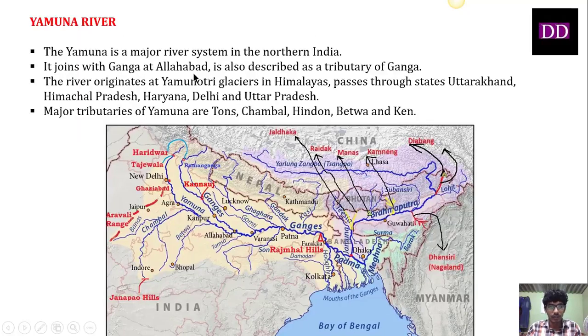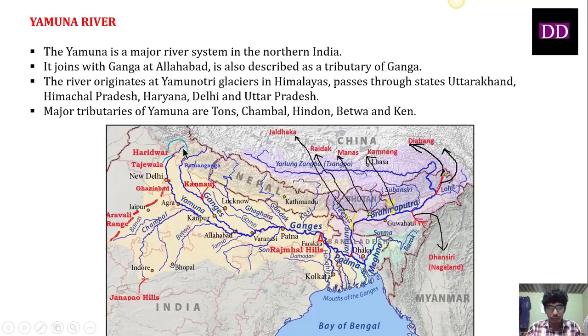Yamuna is a major river in northern India, and it is a tributary of Ganga. It joins with Ganga at Allahabad. As you can see in the map, this is the Yamuna. This is Allahabad. It joins with Ganga in Allahabad. Here it is the Ganga river, it is the Yamuna River, and it is joined in Allahabad. You can see it clearly. The river originated in Yamunotri glacier in the Himalayas. Here it is, Yamunotri glacier.